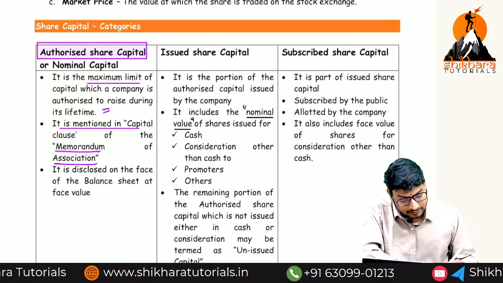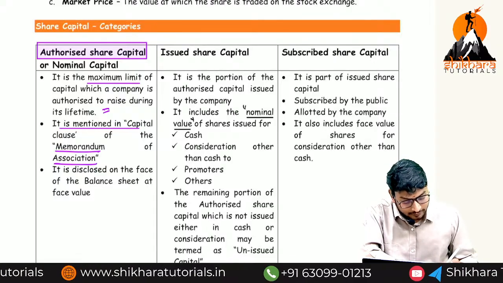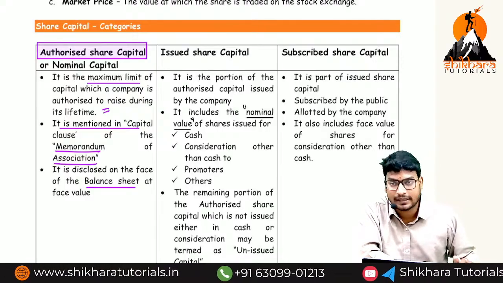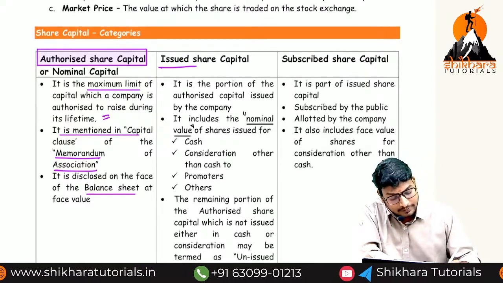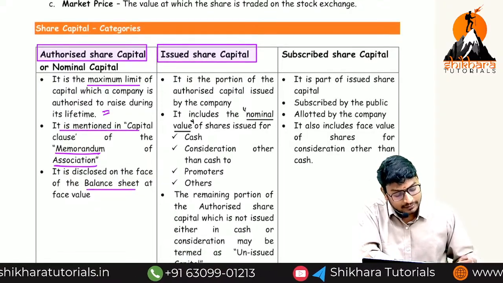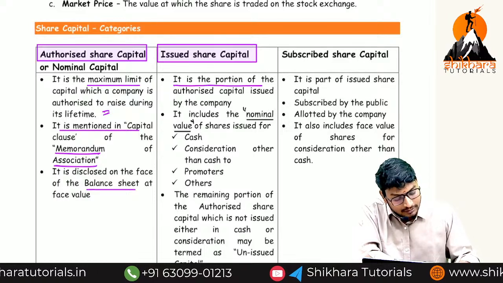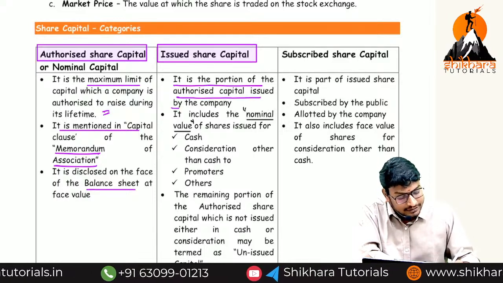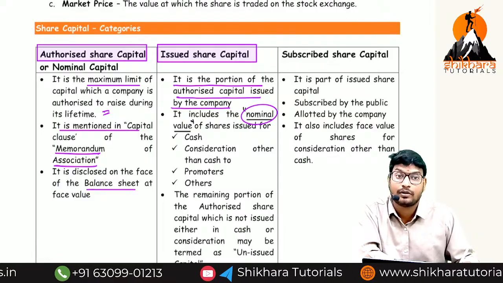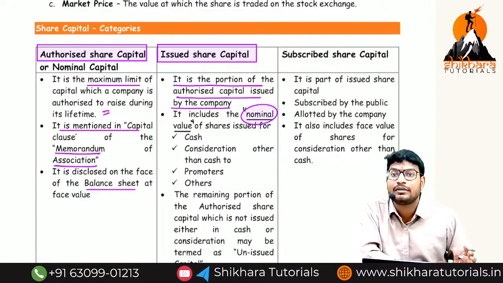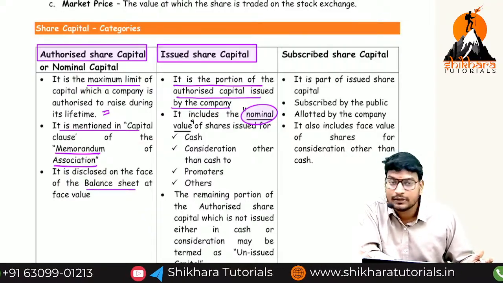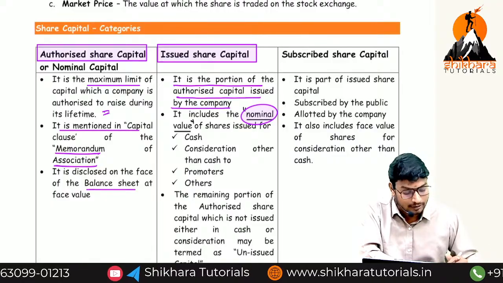It is disclosed on the face of the balance sheet; we have to disclose this much amount of authorized capital. And next, what will be coming into the picture? Issued share capital. So it is the portion of the authorized capital that is issued by the company. It includes only which value? Nominal value. Authorized also nominal value. Nominal value is nothing but face value. In some situations they call it face value.